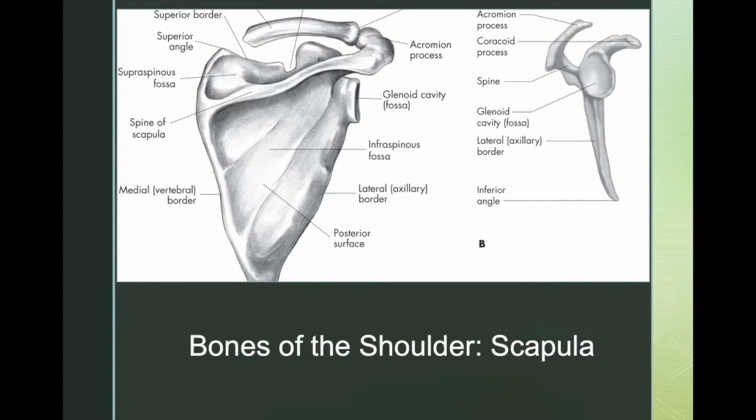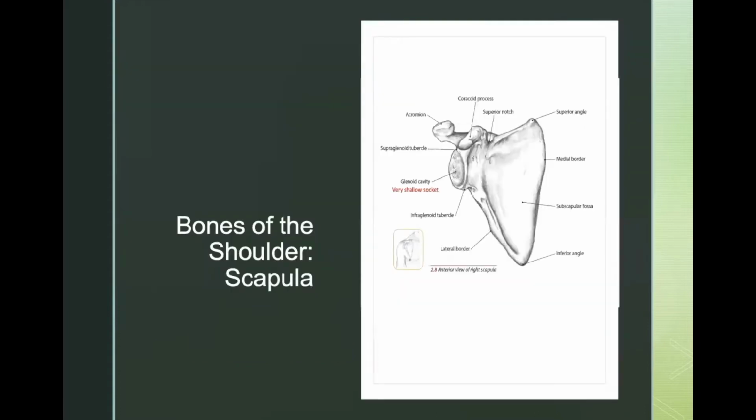All right, moving on. Here are a couple more bony landmarks for you in this picture. The supraglenoid tubercle, this is where the long head of the biceps attaches. And the infraglenoid tubercle, this is where one of the tricep heads attaches.